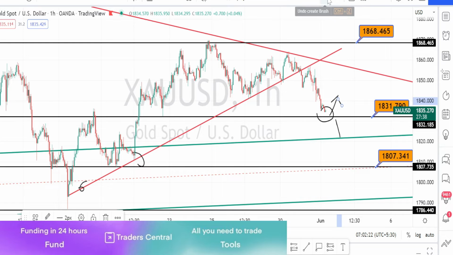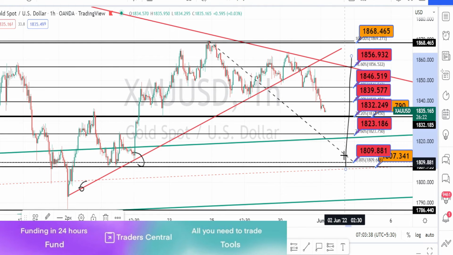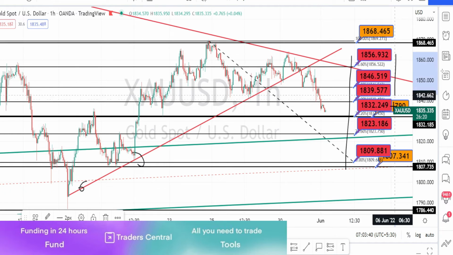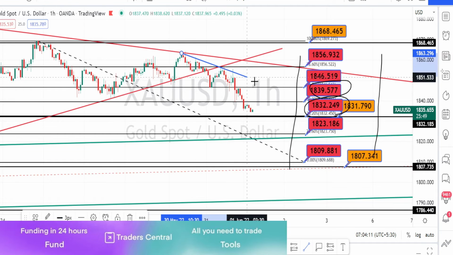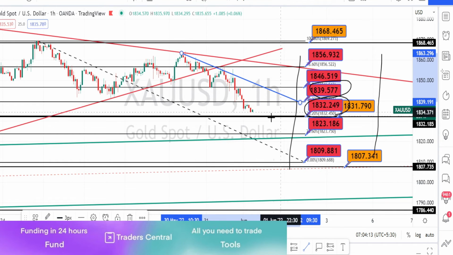Let us mark the support and resistance levels. So these are all the resistance and support levels for hourly time frame. Currently the price action is trading between the resistance level of 1839 and support level of 1832, and currently it is in a bearish trend.